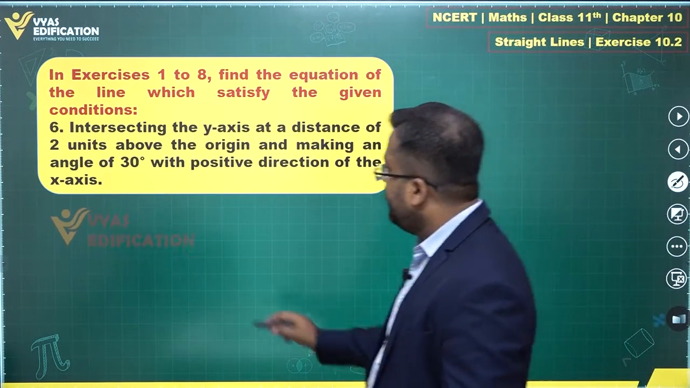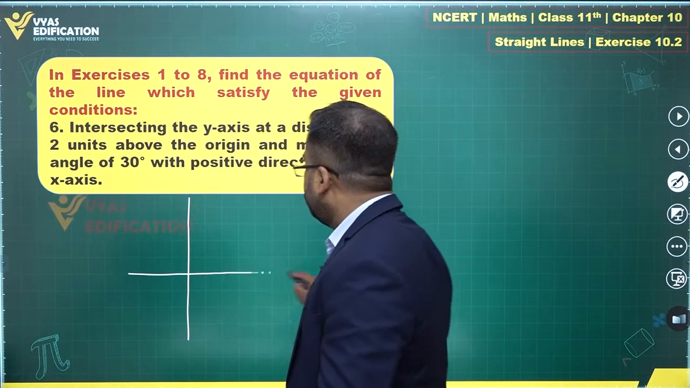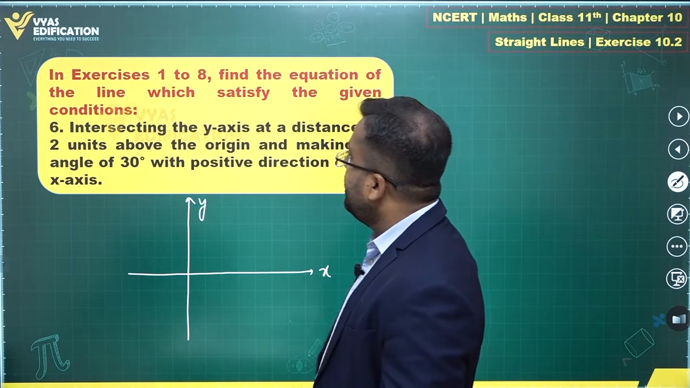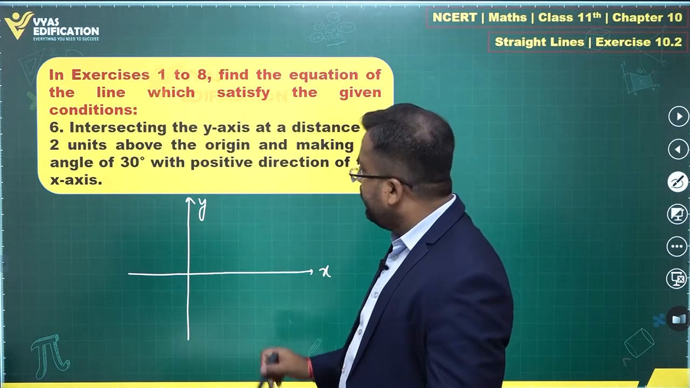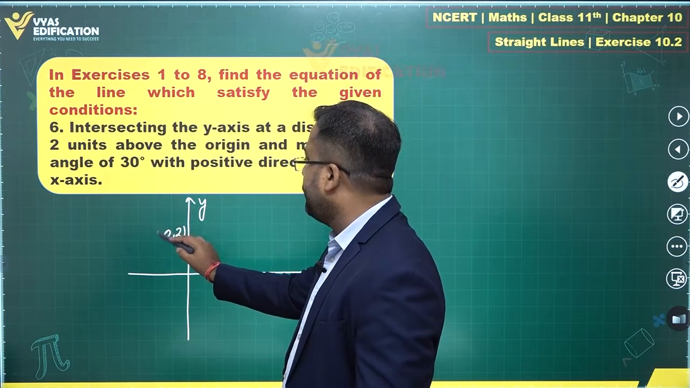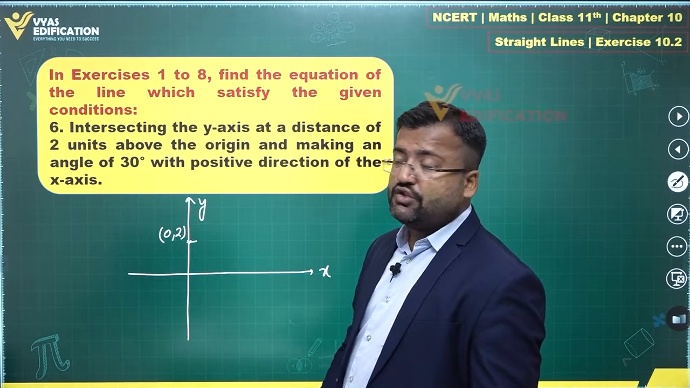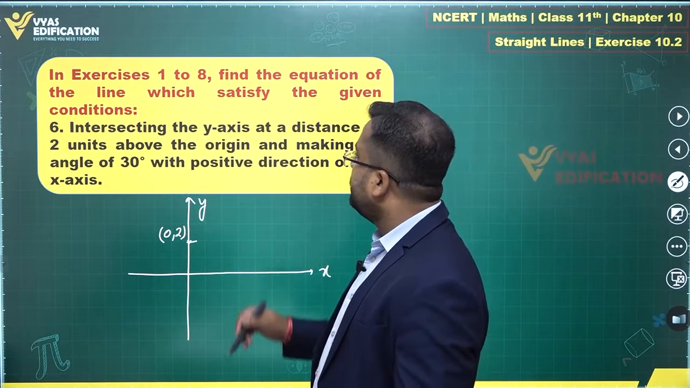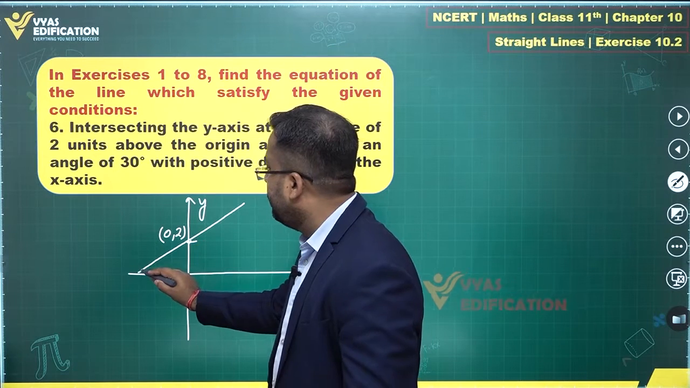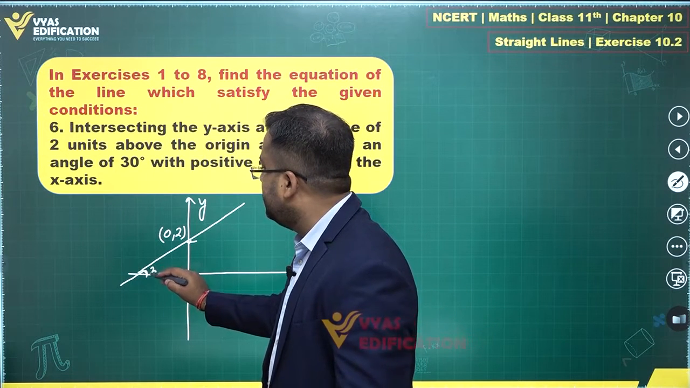So let's see. Let's draw the x-axis, y-axis and mark the points. The line meets the y-axis at a distance of 2 units above the origin. So this is the point, this is (0, 2). The y-intercept is 2, you can see. The angle is 30 degrees with the positive direction of the x-axis. So this is what we are interested in. This angle is 30 degrees.